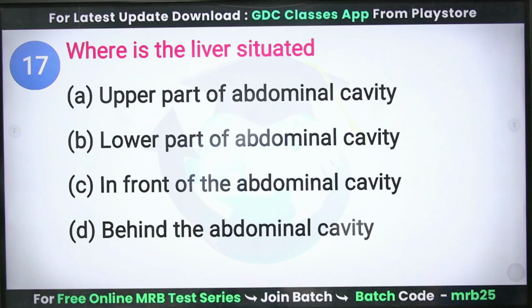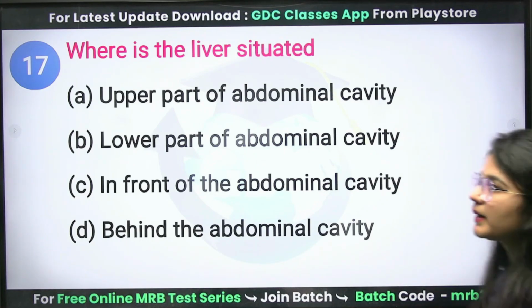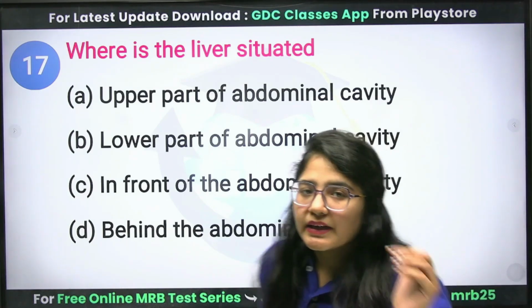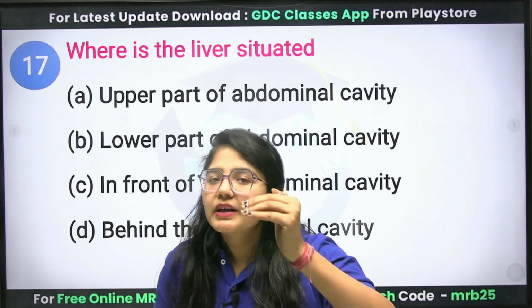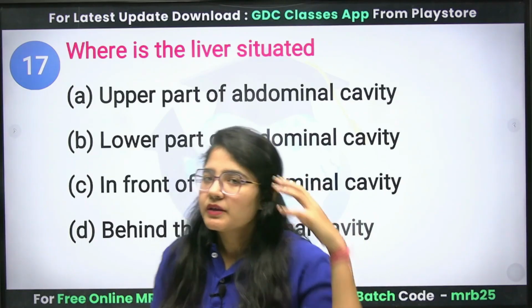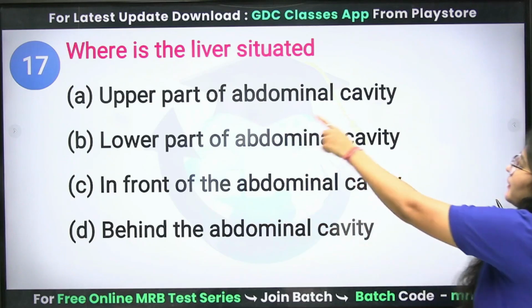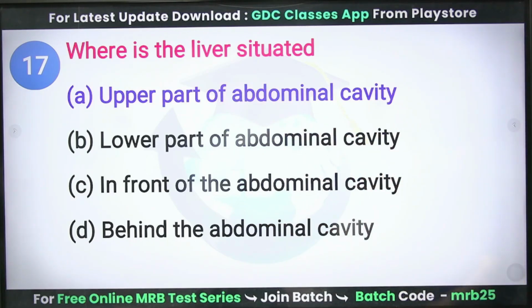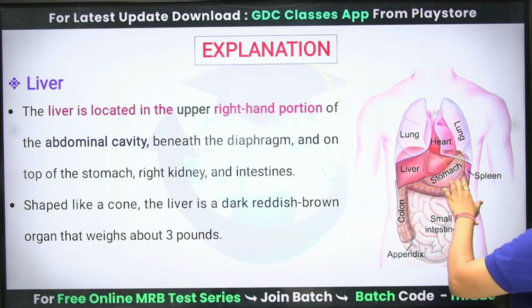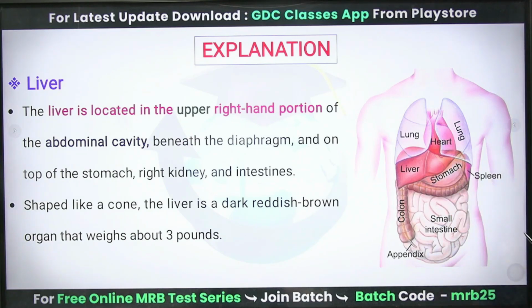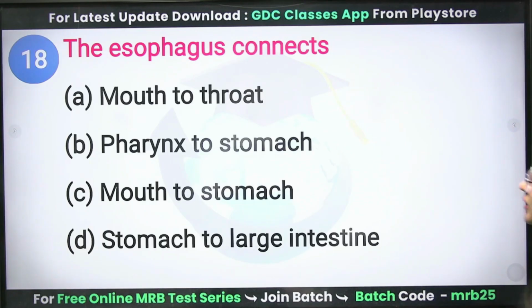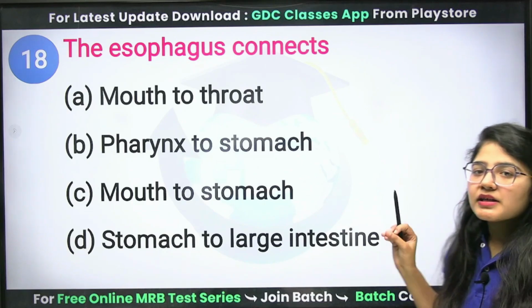Next question. Where is the liver situated? The liver is situated just in the upper part of your abdominal cavity, like a cap. Clear? So the correct answer is upper part of the abdominal cavity. Look, this is your stomach, this is your liver. Okay? Next question. The esophagus connects.